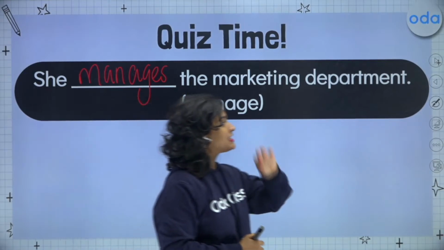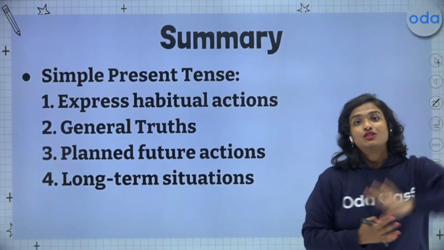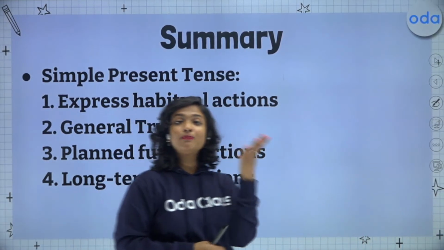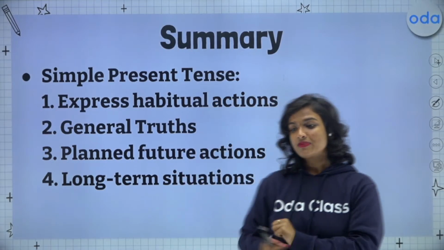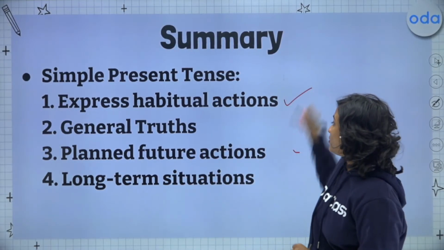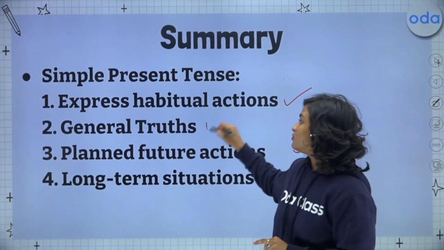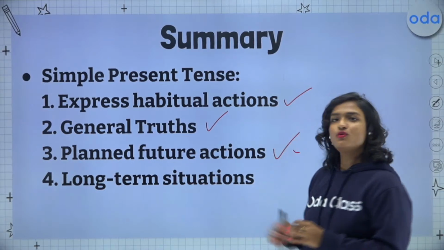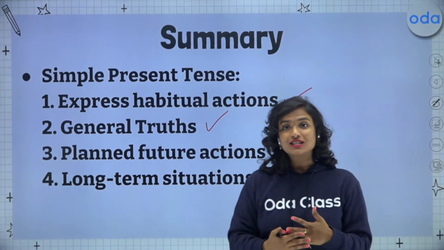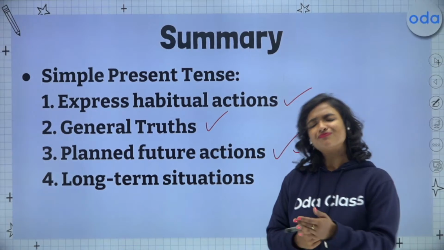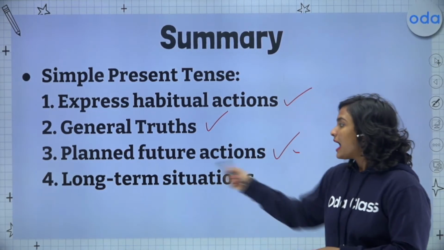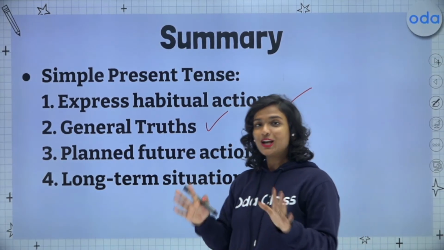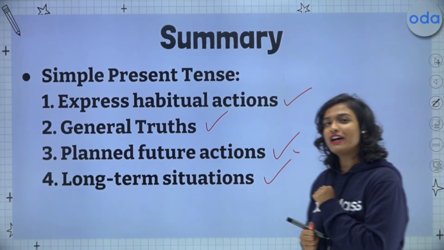Okay, now let's do a quick summary of today's video. So we have learned about the simple present tense, right? We have four main uses for the simple present tense. Firstly, we use it to talk about habits. Number two, talk about general truths or facts. Number three, talking about planned or scheduled future actions in the near future for the most part. And lastly, we have our long-term situations. Students, I hope this is clear to you, and I hope that you've had fun with me.